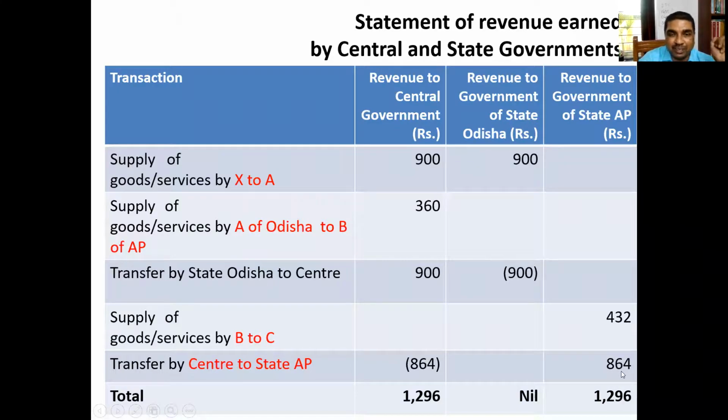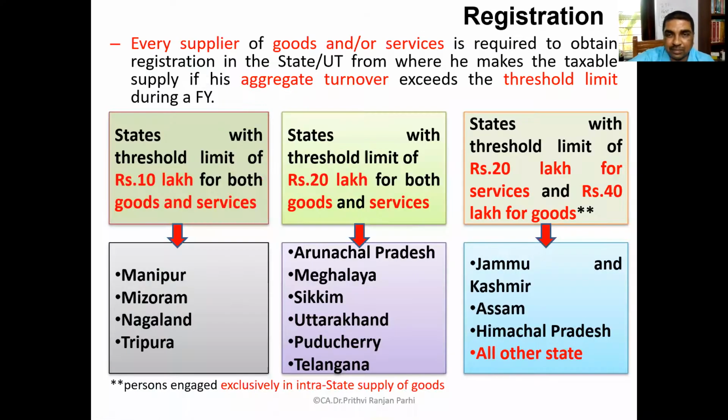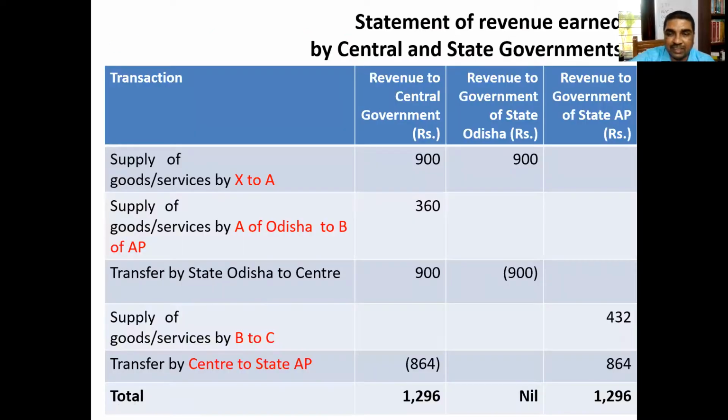Finally, you see, the center's revenue collection is 1,296 and the state revenue collection of Odisha is nil because Odisha is not the consuming state. Ultimately, goods are consumed in Andhra. So Andhra is also getting 1,296. Did you understand this example? Or should I repeat it?